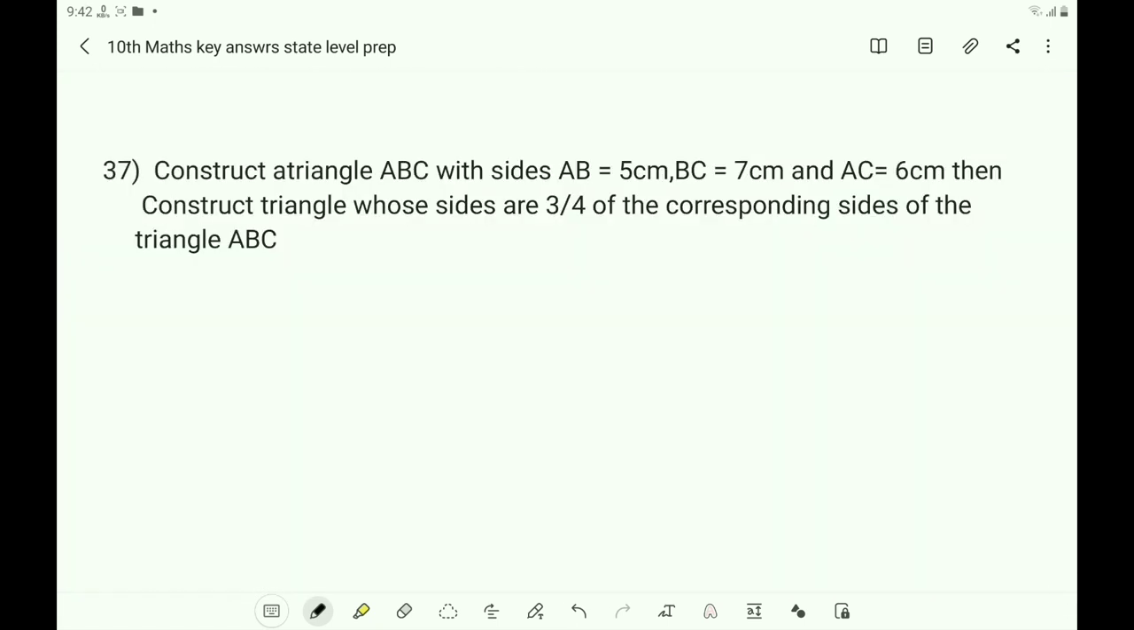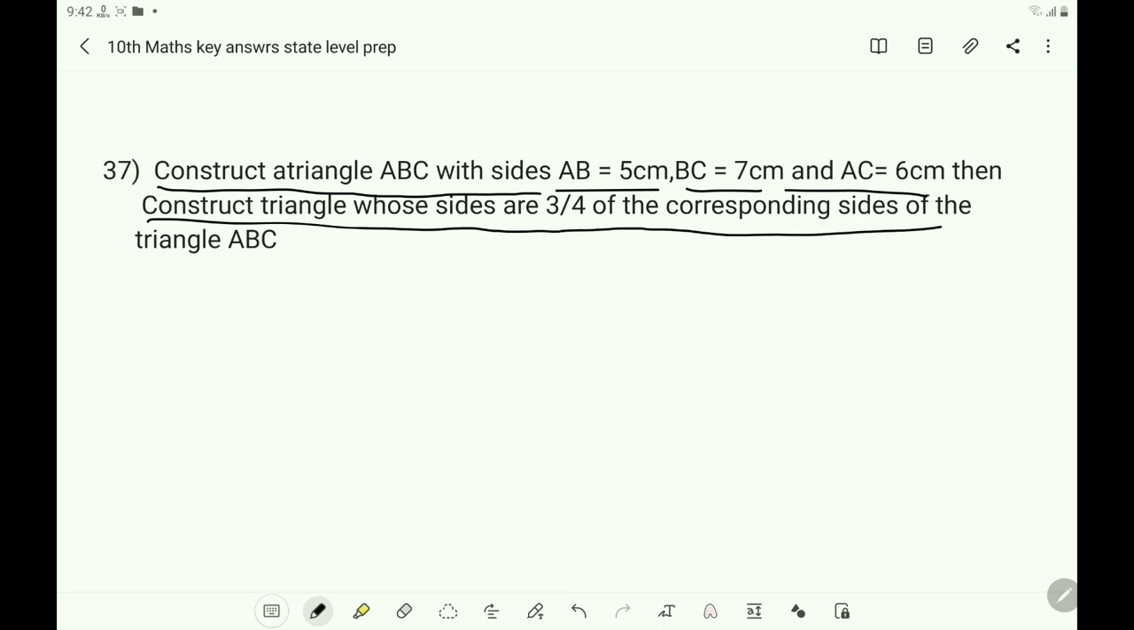Then next you take question number 37. Construct triangle ABC with sides AB equals 5 cm, BC equals 7 cm and AC equals 6 cm. Then construct a triangle whose sides are 3 by 4 of the corresponding sides of triangle ABC. Children, you know the method of constructing a similar triangle to the given triangle. Follow the video lessons of the chapter construction and do the construction.